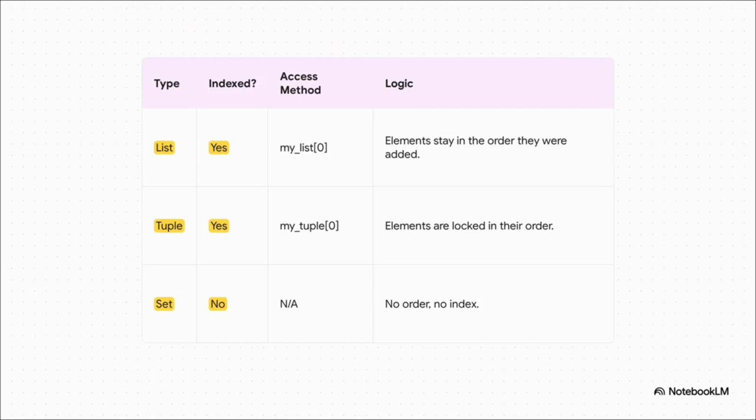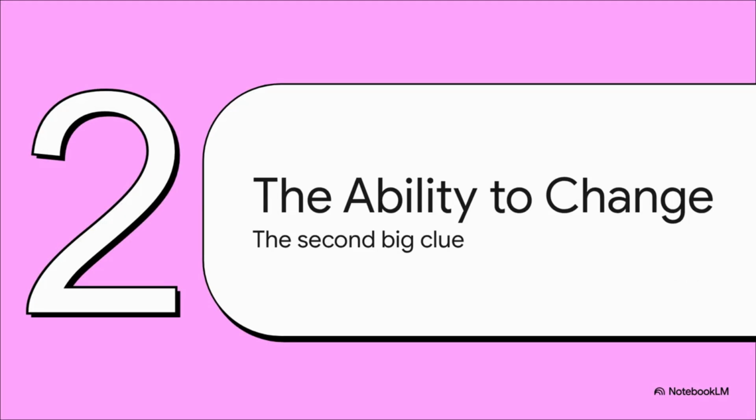Now, this difference in how they handle order directly changes how we get our data back out. For a list or a tuple, it's easy. You can just grab an element by its index, like mylist[0], because their order is reliable. But if you try that with a set, well, you can't. There's no such thing as an index. You can check if an item exists in a set, and by the way, this is incredibly fast, but you can never, ever ask for it by its position. Okay, so we've kind of sorted out sets, right? They're the unique, unordered specialists.